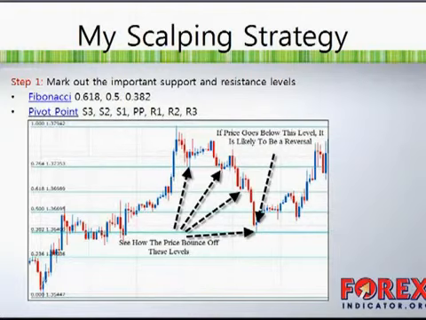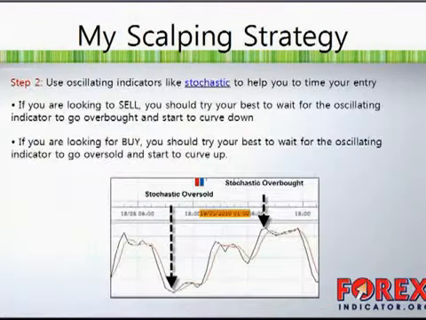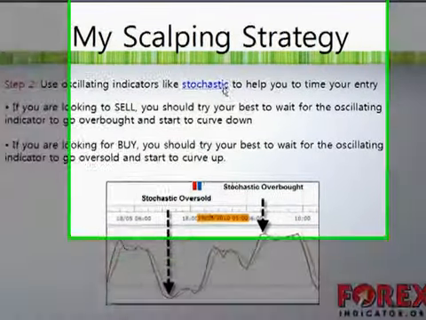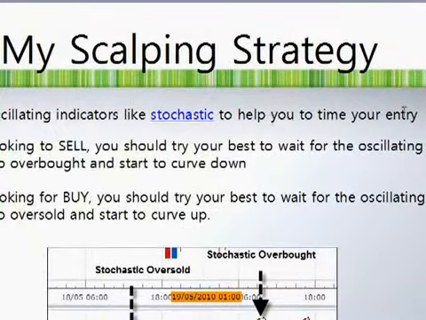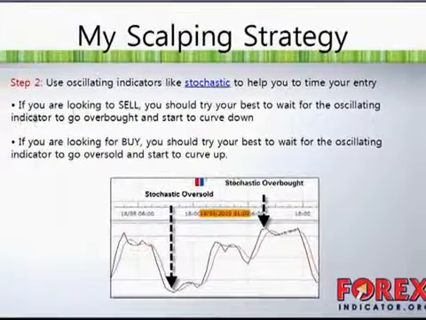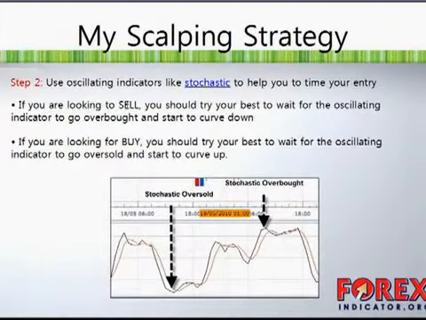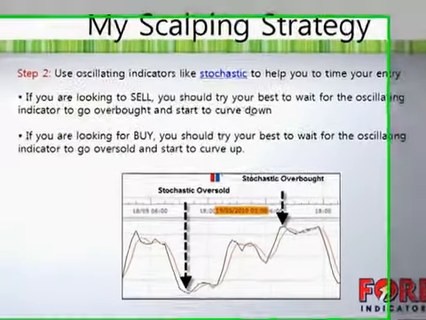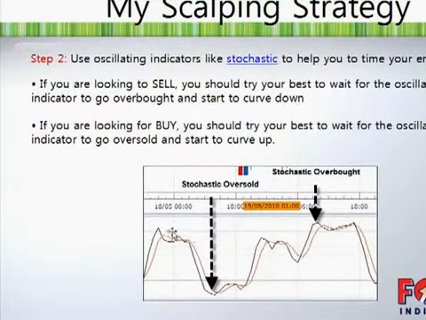Once we have step 1 done, we'll move to step 2, which is using oscillating indicators like the stochastic, as I said just now, to help us time our entry. For example, if you're looking to sell, to enter a short trade, you should try your best to wait for an oscillating indicator to go overbought and start to curve down. You can see here, this is the 80 level, this is the 20 level.